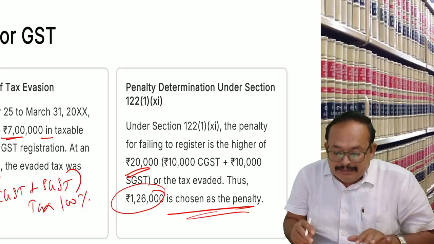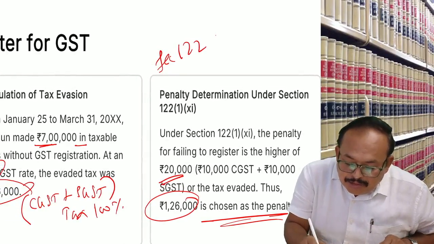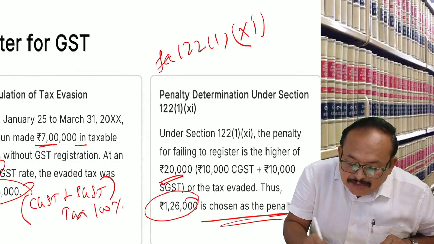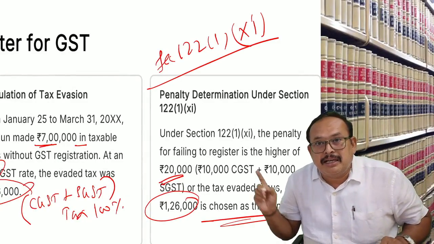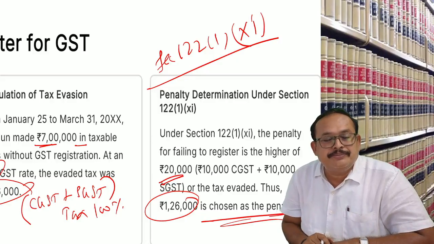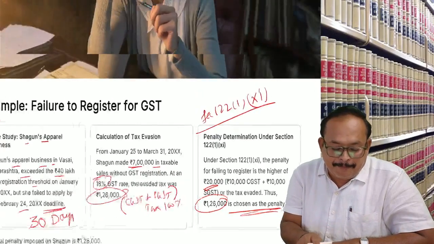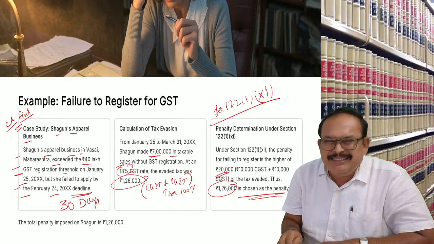Is it clear? This penalty is levied under section 122 subsection 1 clause 11. Got the clarity? This is the examination question. Do we have to mug up all the clauses? Mugging up is not required, Raja.